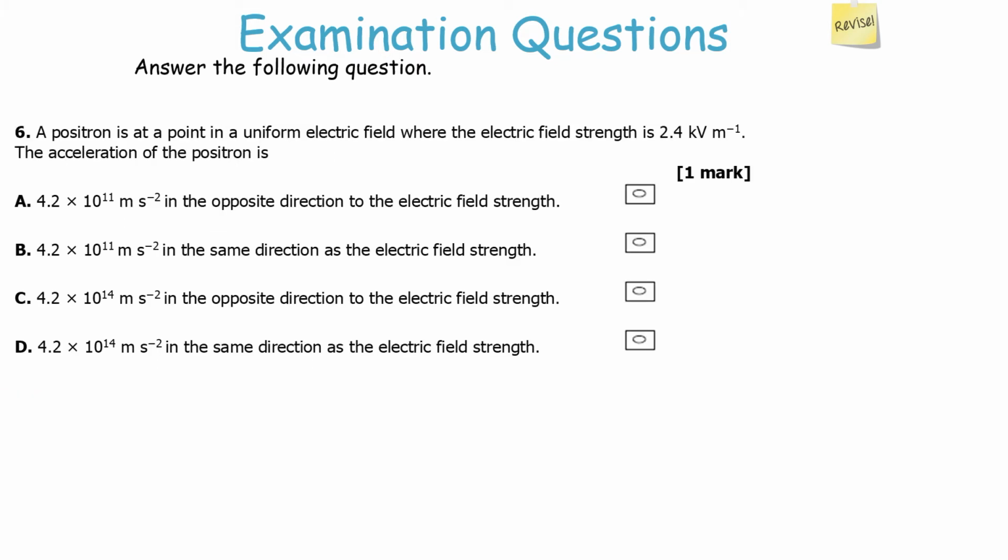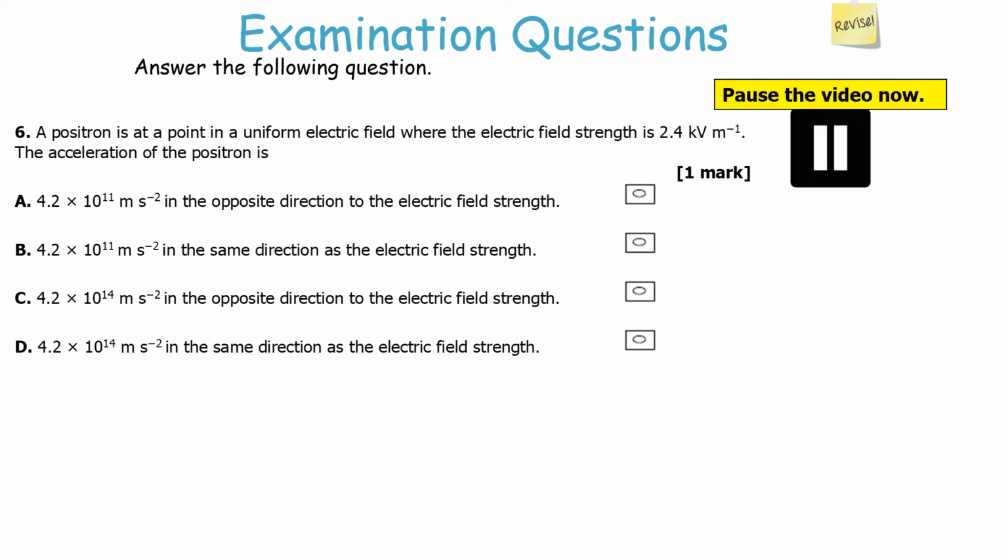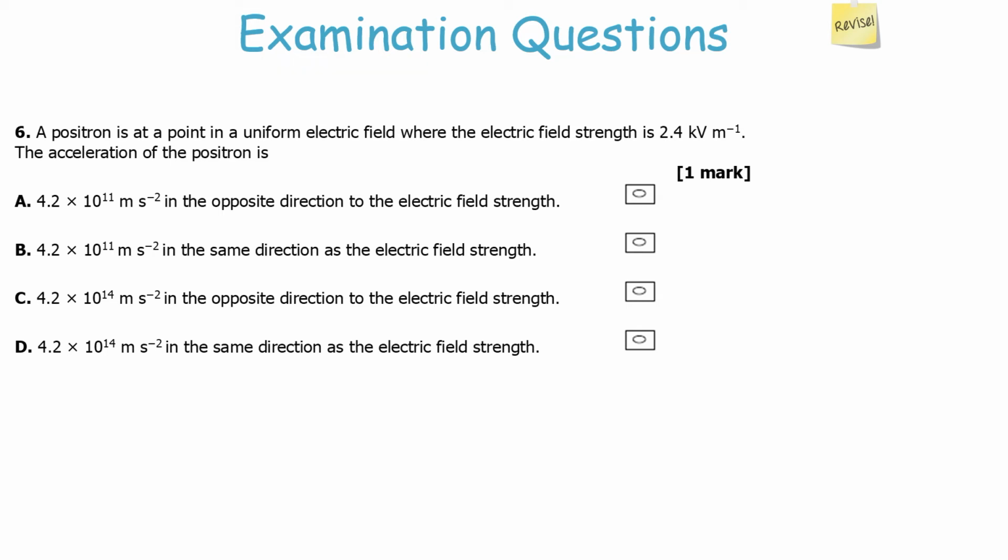Next question. A positron is at a point in a uniform electrical field where the electrical field strength is 2.4 kilovolts per meter. The acceleration of the positron is what? So pause the video now, then unpause the video when you want to go through your answer. Right, so how would you answer this question?